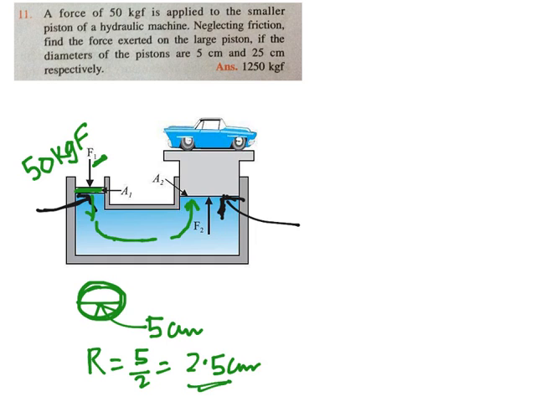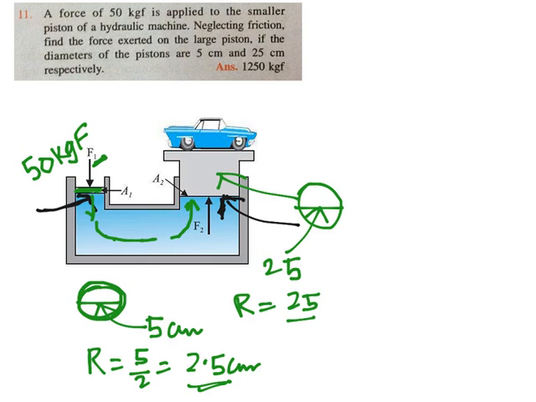And what else is given? This second piston, again the diameter is given as 25 centimeter. So the radius will be 25 by 2, that is 12 and a half centimeter.